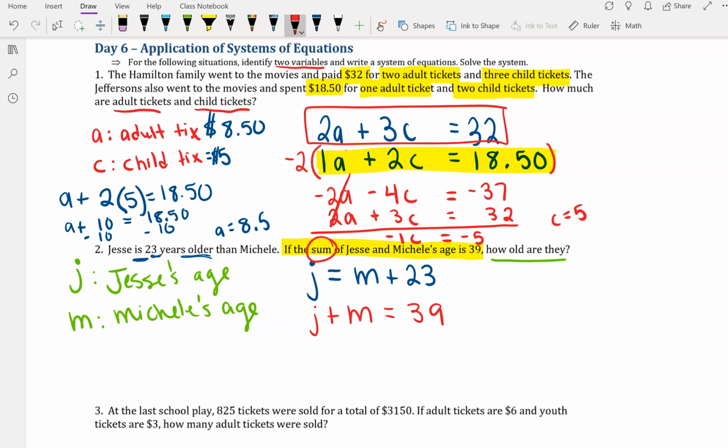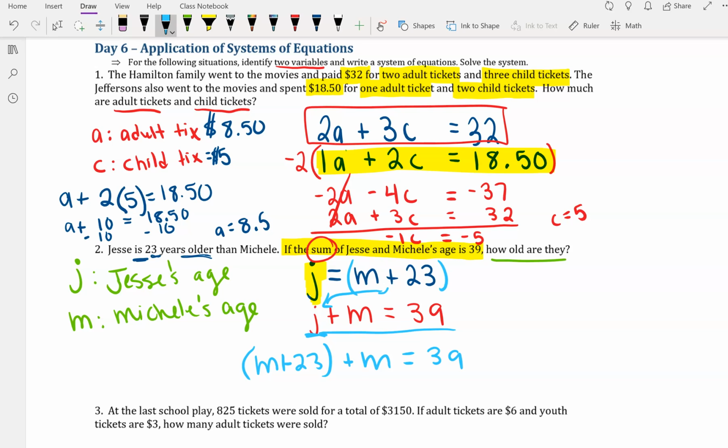Now you can either use substitution or elimination. On this one, I'll probably just do substitution because J is already by itself in this first equation. And we can just sub in what J is equal to into the other equation. So since J is equal to M plus 23, I'm just going to replace this J with M plus 23. And then continue writing the rest of this equation. Plus M equals 39.